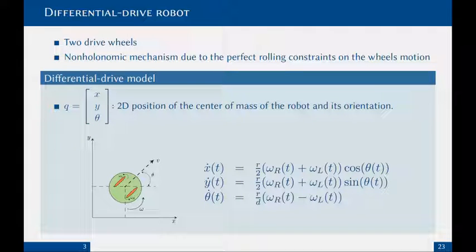It is possible to derive a kinematic model of the differential drive in which the state vector represents the position of the center of mass of the robot and its orientation theta, while the inputs of the system are the angular velocities of the left and right wheels, respectively omega L and omega R.